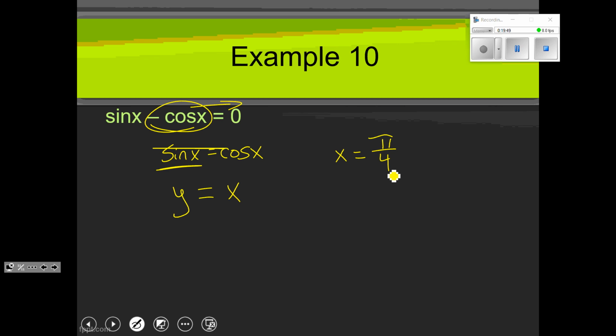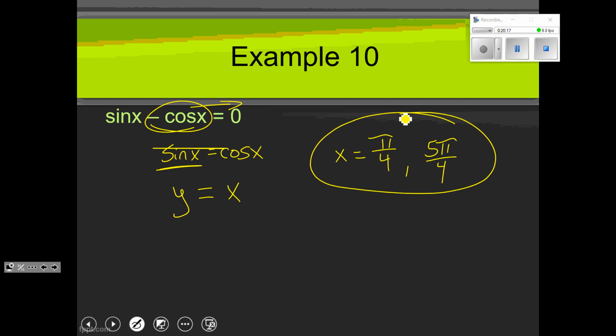That would also be at 5 pi over 4. It would not be in the second quadrant or the fourth quadrant because one's negative, one's positive. That's not the same. It's got to be the same thing. So in quadrant 1, at pi over 4, it's square root of 2 over 2 and square root of 2 over 2. And in quadrant 3, it's negative square root of 2 over 2 and negative square root of 2 over 2. So sometimes when you get them like this, you just have to look and see where it makes sense on the unit circle. So I'm going to stop right there.